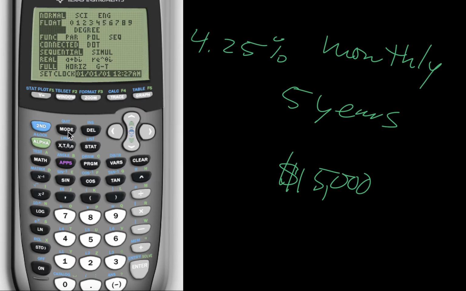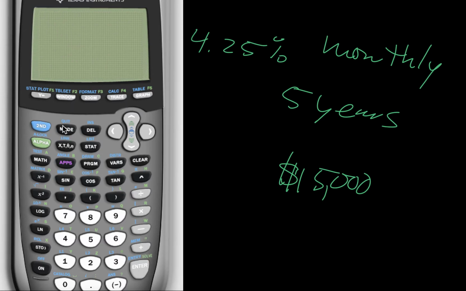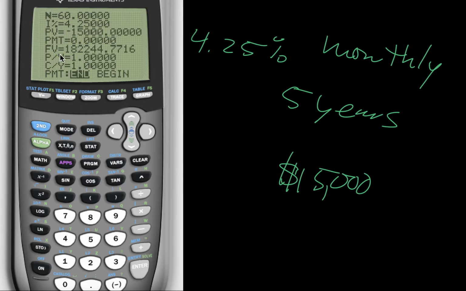When you click the mode button, you'll come to this, and most likely float will be highlighted. And we want to highlight the 5 and hit enter. Okay, then we second quit. Now to get into the program we're going to use, we hit apps, then it says finance, and it says TVM solver. So it's just the first choice on all of those. Now, there will be some numbers already entered in here, so we're just going to change them as we go. Some of these are the proper numbers, some of them aren't.